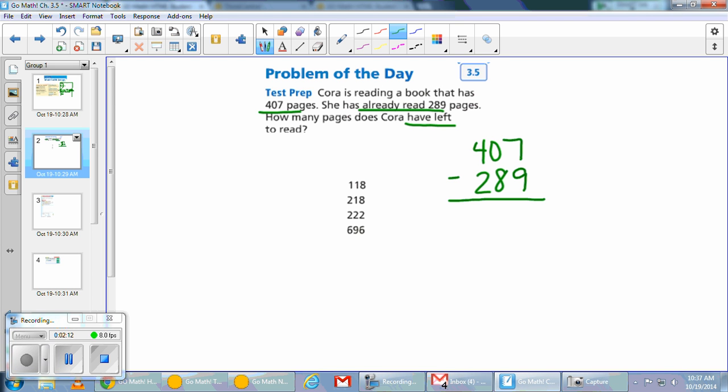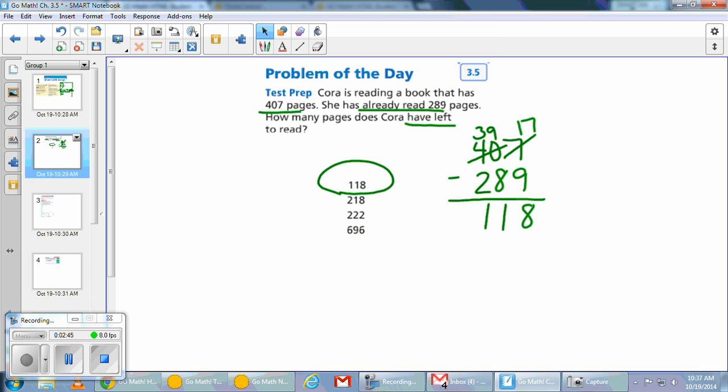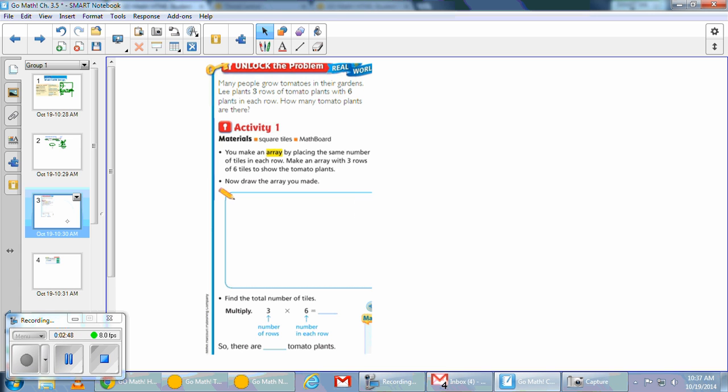7 minus 9 I can't do, but there's a 0 next door, so I can't borrow from it either. So we're going to change that 40 into a 39, and then I can borrow. Now I have 17 minus 9 equals 8. 9 minus 8 equals 1. 3 minus 2 equals 1. So our answer is 118 pages. Make sure that's on your journal page. Pause the video if you need to.